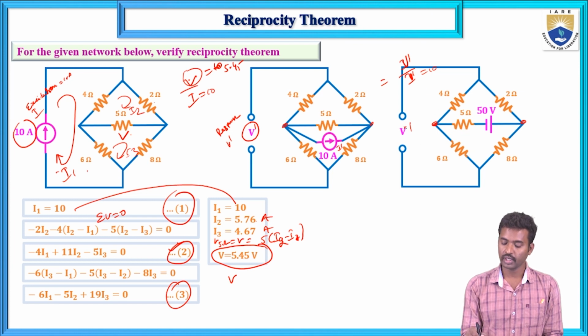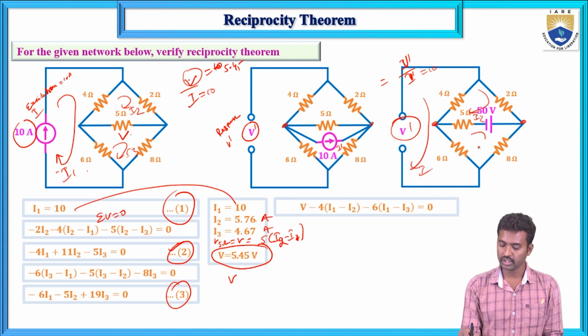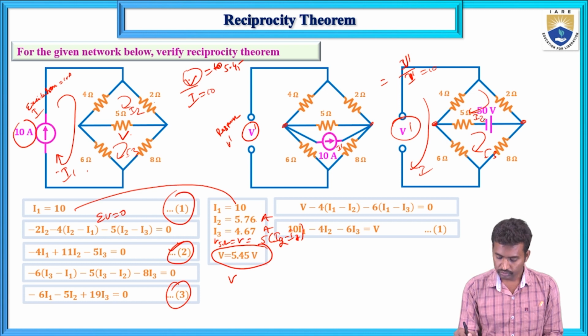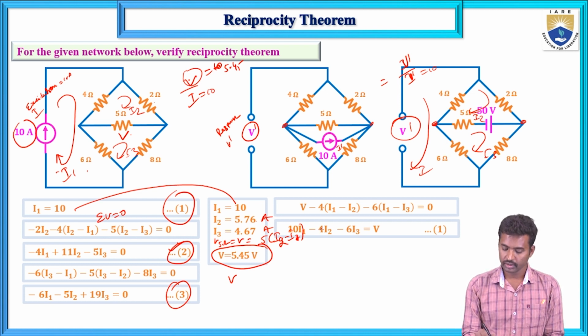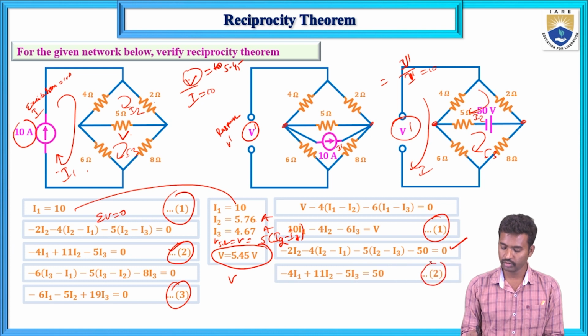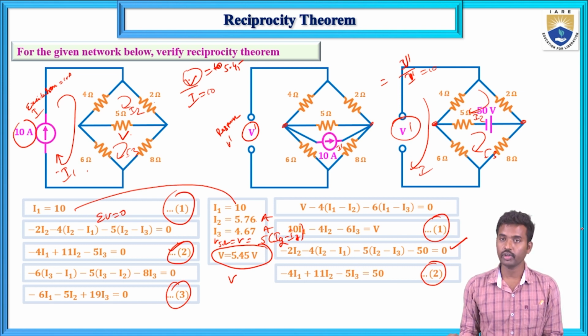Now for this circuit, the response is here. This is I1, this is I2 and this is I3. The first mesh equation is V minus 4 (I1 minus I2) minus 6 (I1 minus I3) equals 0. If you simplify, 4 plus 6 is 10 I1 minus 4 I2 minus 6 I3 equals V. This is equation number 1. The second mesh equation simplifies to minus 4 I1 plus 11 I2 minus 5 I3 equals 50.